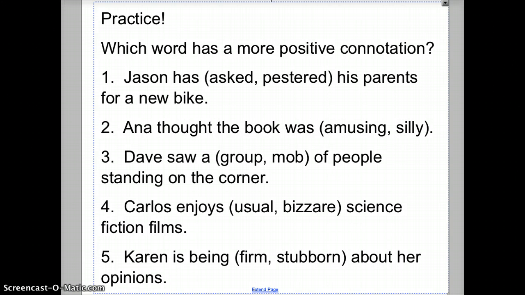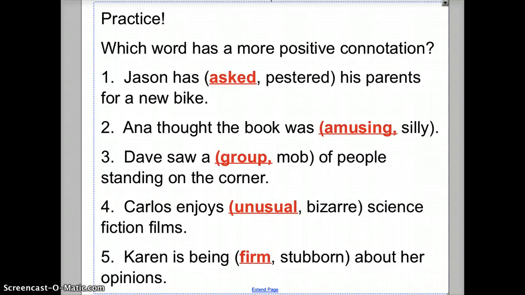So here's some practice. Get out a piece of paper, number it 1 to 5, and for these sentences, I want you to pick the more positive connotation. Which one sounds better? Number 1, Jason asked or pestered his parents for a new bike. Number 2, Anna thought the book was amusing or silly. Number 3, Dave saw a group or mob of people standing on the corner. Number 4, Carlos enjoys unusual, or bizarre, science fiction films. And 5, Karen is being firm or stubborn about her opinions. Fill those out. On the next page will be the answers.